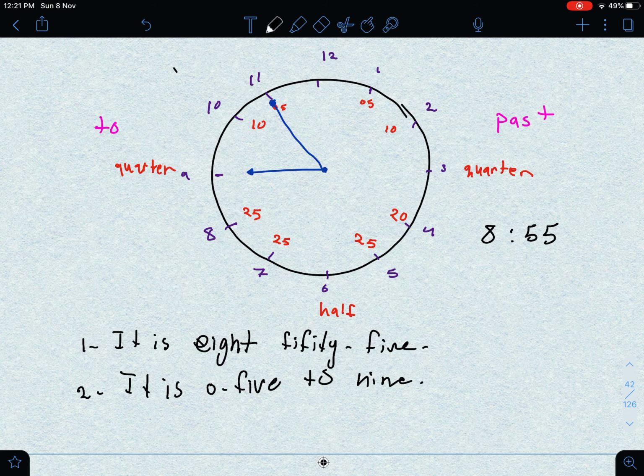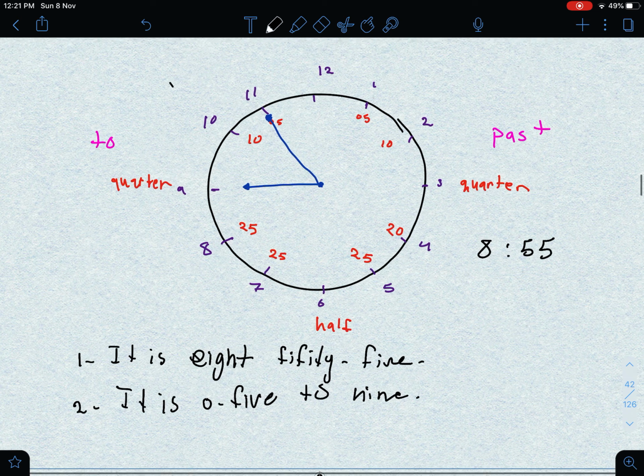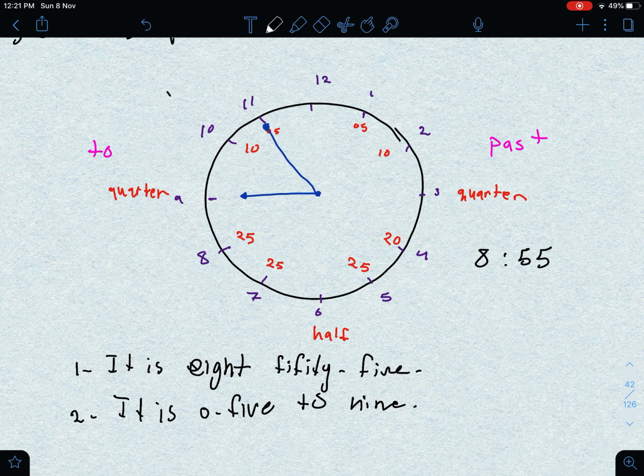Is that clear? I hope that you have understood the lesson. It might seem very complicated at first, but you have to watch the video over and over in order to understand how to express time accurately in English.